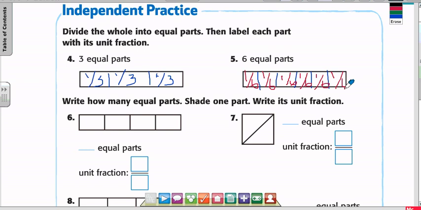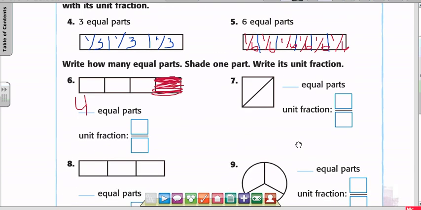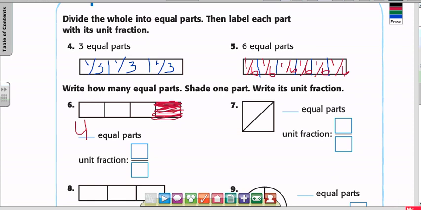It says, how many equal parts? Say 1 part, then write its unit fraction. So look at number 6. How many sections are there? 4. So how many equal parts are there? 4. It said to shade 1 in. So it's going to write the unit fraction. How many parts are all together? 4. And that number goes at the top or on the bottom? The bottom, good. And how many units are shaded in? 1. So 1/4.